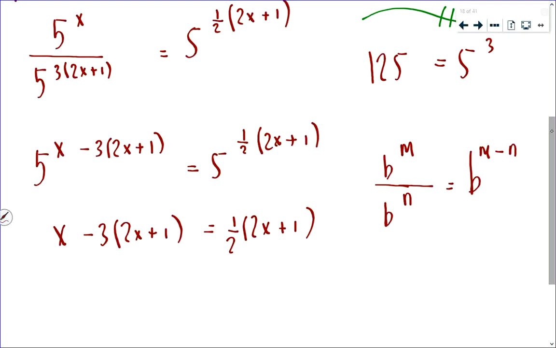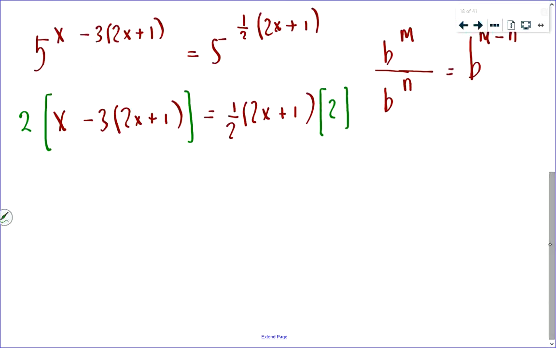I would multiply both sides by 2 here. Probably even before I expanded out the other side, because I would rather not work with fractions. So what I'm going to do is multiply this side of the equation by 2, and I'm going to multiply this side of the equation by 2.